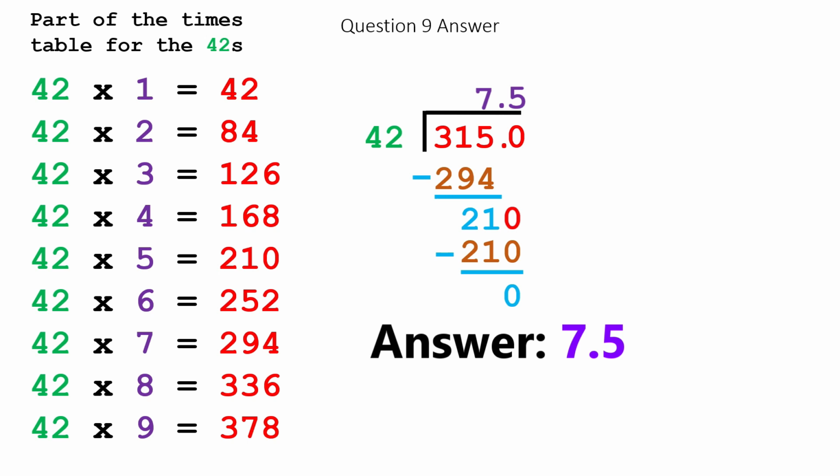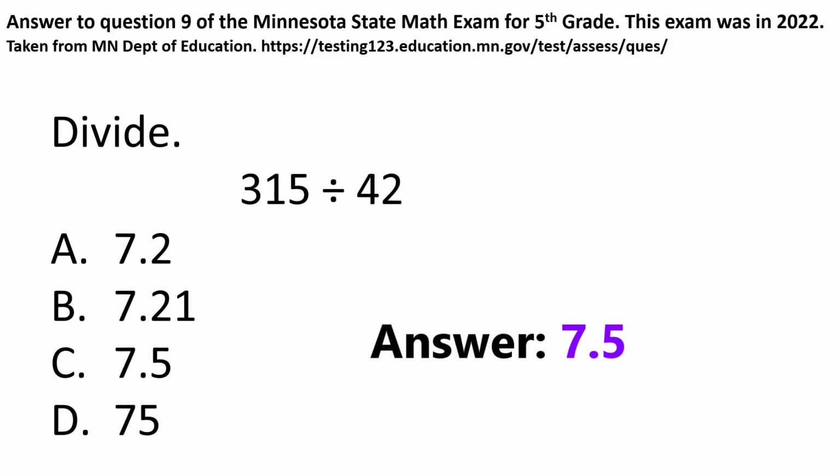That means there's no remainder, and we're done with division. The answer is 7.5. Choice C is correct.